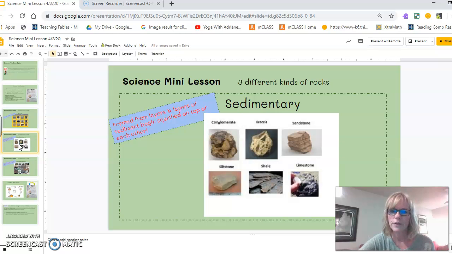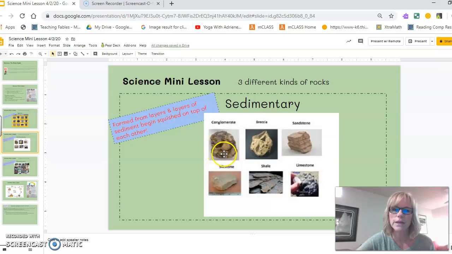Sedimentary rocks, you're going to find those at the bottom of the ocean. And these are formed by layers and layers of sediment being squished on top of each other. And shale, you might know that one. Oh, limestone, you might have heard of limestone, sandstone. These are examples of sedimentary rock.